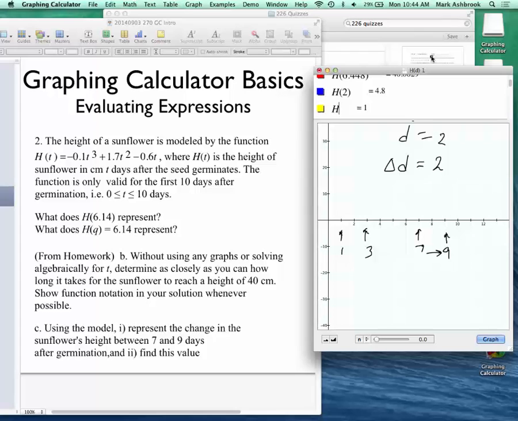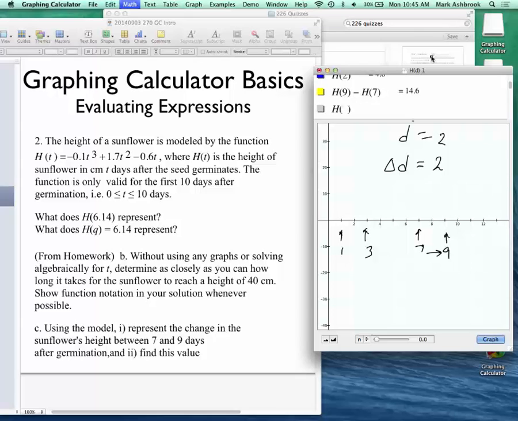So it would be h of 9 minus h of 7. Notice, a whole lot different than h of 2. H of 2 is our height at 2 days. The change in height from day 7 to day 9 would be the final height minus the initial height, 14.6. Will that be the same change as from day 1 to day 3? No. Not necessarily, and probably not, right?